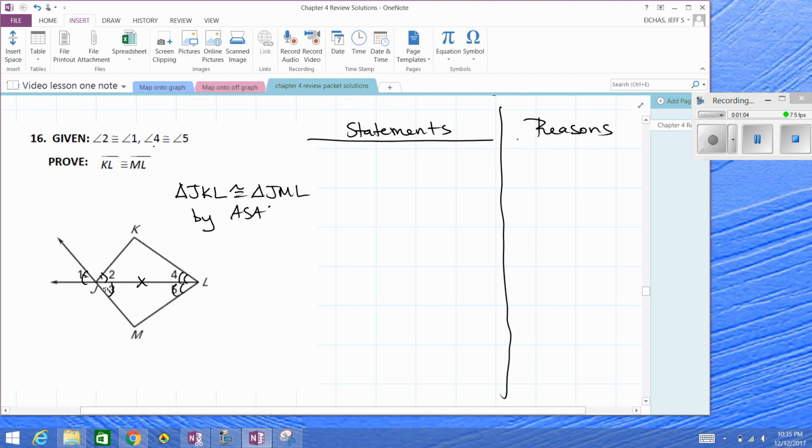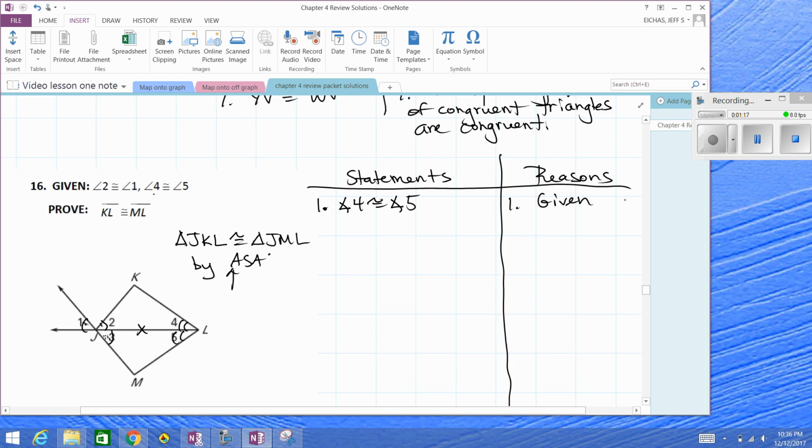All right. First, I need angles, right? Now let's go with the easiest ones first. Angle 4 is congruent to angle 5. That's going to take no work. It's just given. Okay, so those are nice.